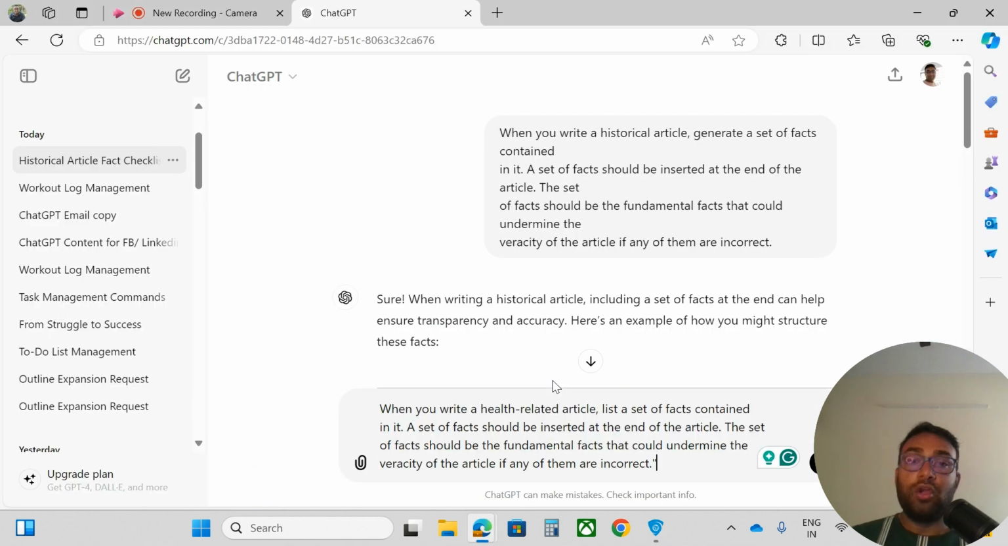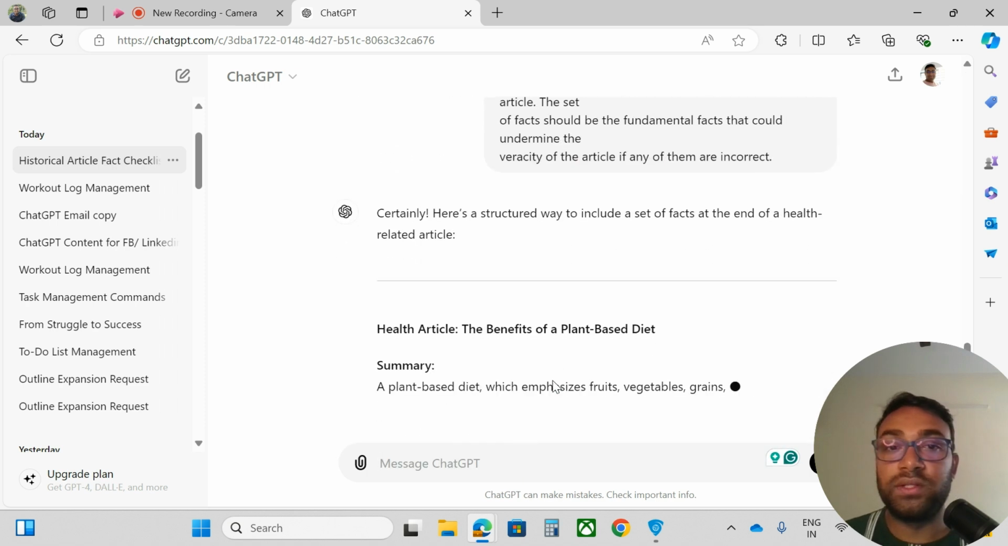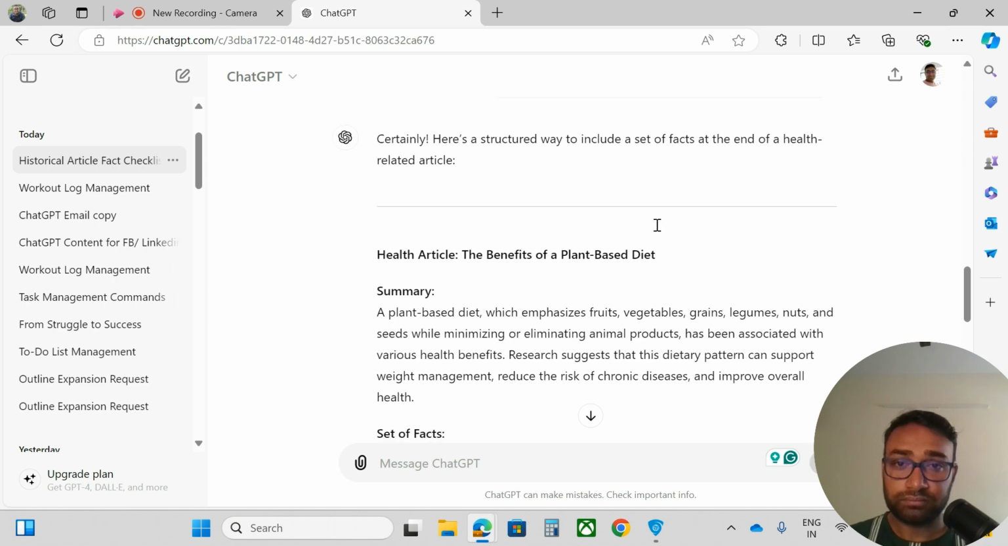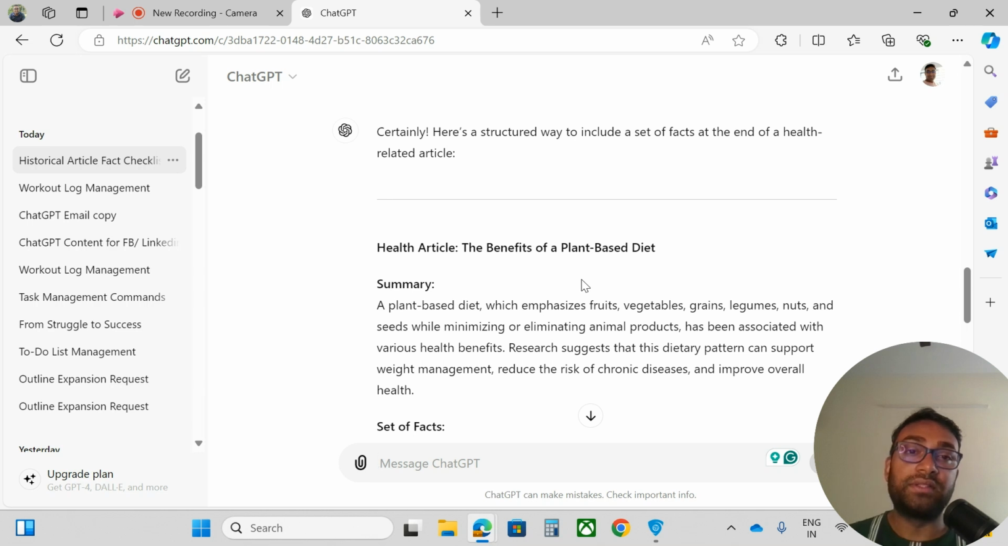So here I am doing, when you write a health related article, list a set of facts contained in it. A set of facts should be inserted at the end of the article. The set of facts should be the fundamental facts that could undermine the veracity of the article if any of them are incorrect. Okay, so the format is pretty much the same. You just need to replace your content, your desired outcome. See the health article: the benefit of a plant-based diet. So it has given the topic.